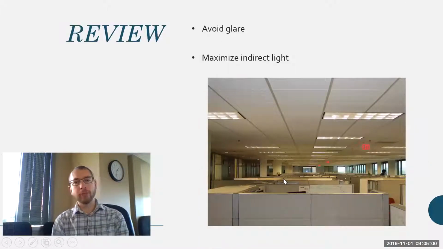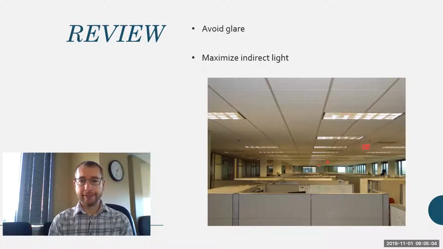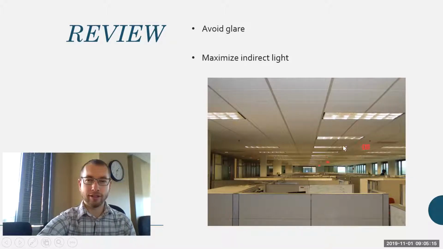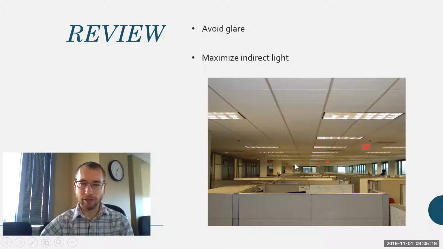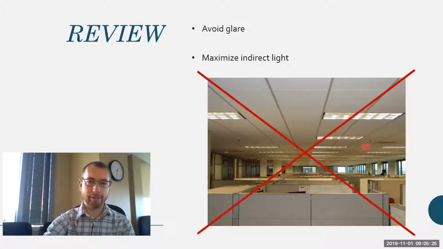All right, so just to wrap up, we want to avoid glare and maximize indirect light. We don't want to work in offices like this. At least I certainly don't. I mean, look at these high cubicles. It's blocking all of the natural light from penetrating the space. It's this yellowish color. I don't think anyone likes looking at themselves in that really yellowish light. So let's not do that, right?